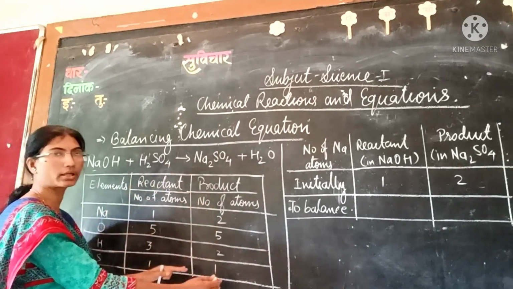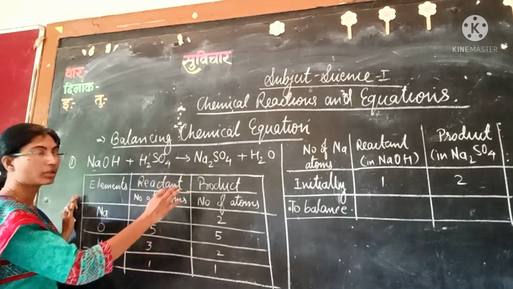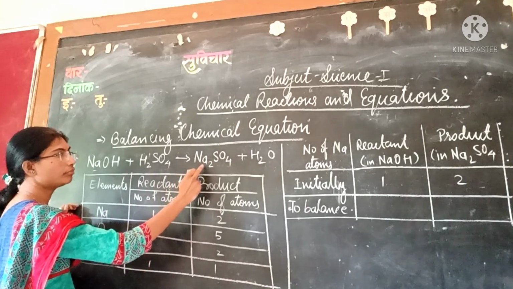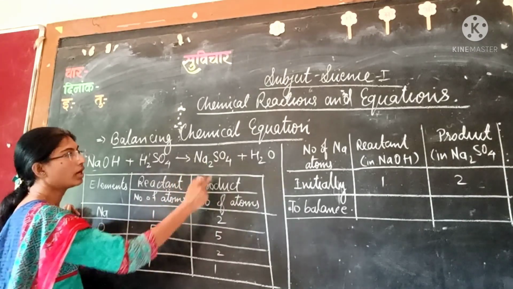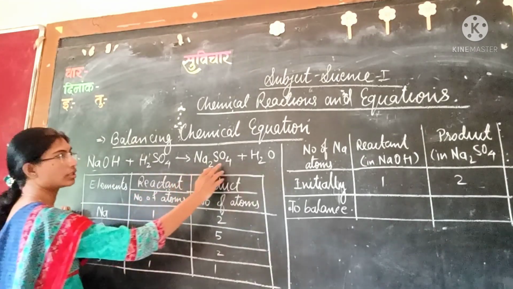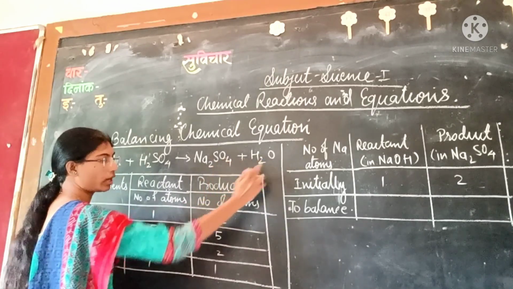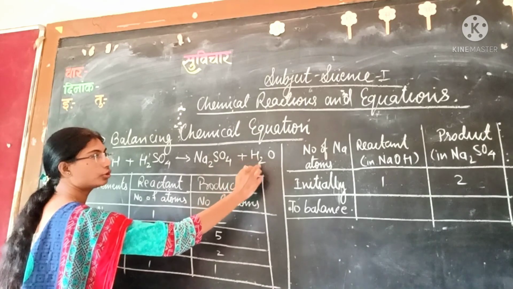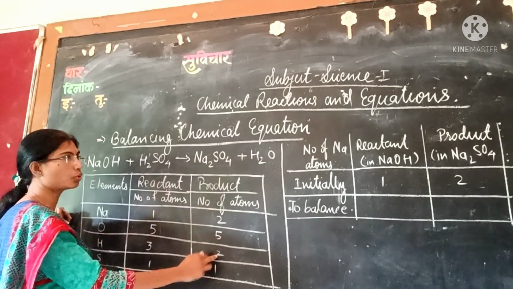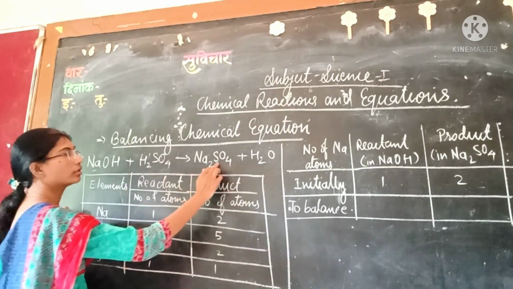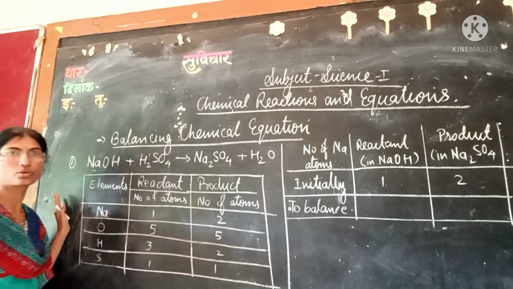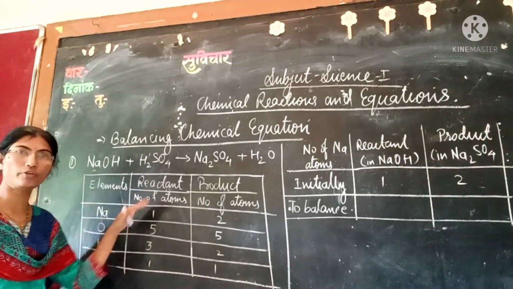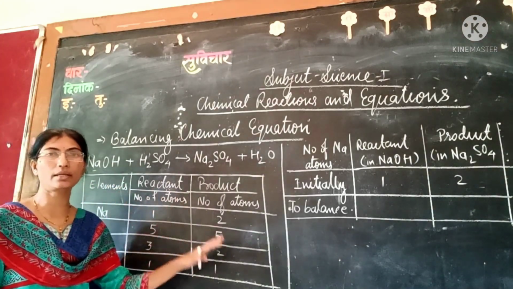Now on the product side, for the same elements, we will count the number of atoms. Sodium, there are 2, so we will write 2. Now the next is oxygen. Here it is 4, 4 plus 1, 5. Now the next is hydrogen. Here there are 2 atoms of hydrogen, so we will write 2. Now sulfur is 1, we will write 1. So in this way, we will write the number of atoms in reactant and product.